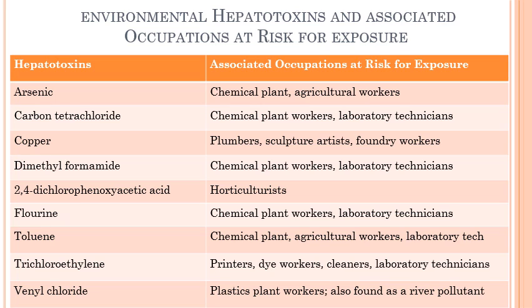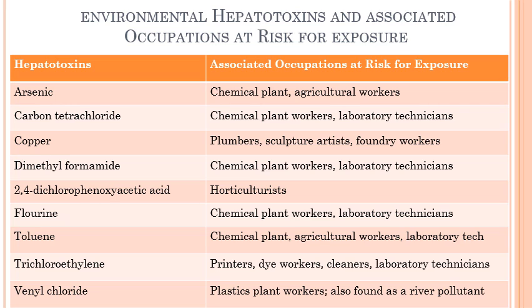The copper-containing substances or materials are affecting the plumbers, the sculpture artists, and the foundry workers. The dimethyl formamide can affect the workers who are working in the plants and the laboratory technicians. The 2,4-dichlorophenoxyacetic acid can affect the horticulturists. The fluorine can affect the chemical plant workers as well as the laboratory technicians. Toluene can affect the chemical plant workers, agriculture workers, as well as the laboratory technicians.